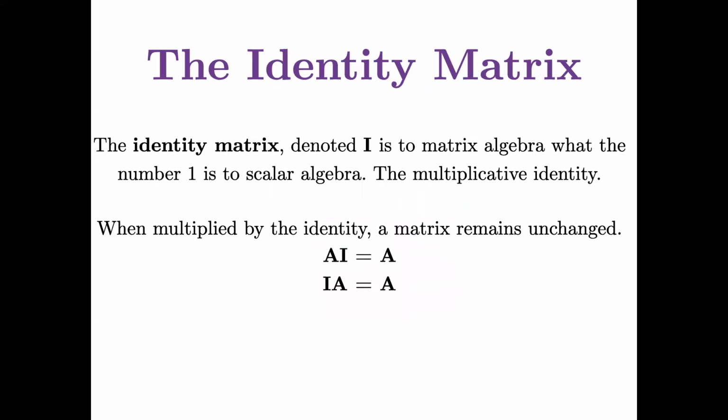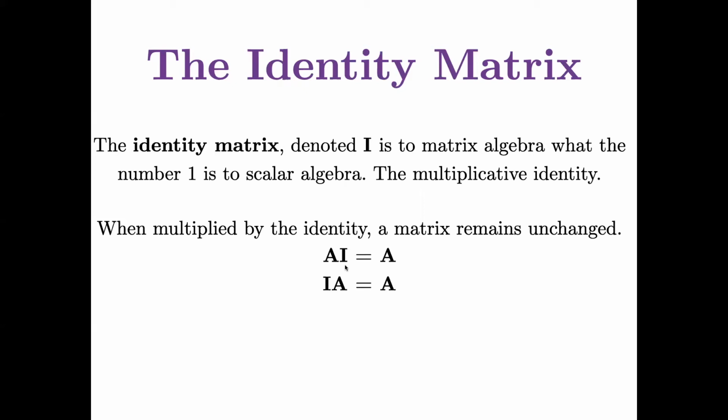The next is the identity matrix. The identity matrix, which is typically denoted I, again a capital boldfaced I, is to matrix algebra what the number 1 is to scalar algebra, the multiplicative identity. So when we multiply a matrix or a vector by the identity, that matrix or vector remains unchanged. For any matrix A, multiplying by the identity just yields the matrix A, and that is true whether I multiply by the identity on the right or the left.